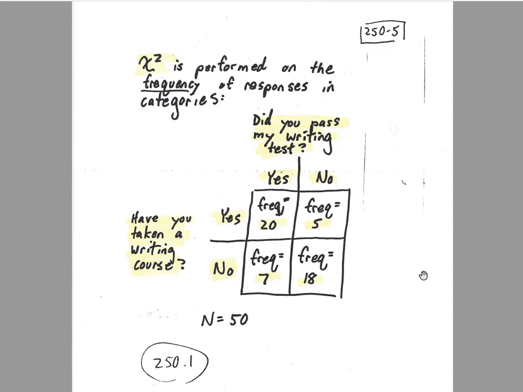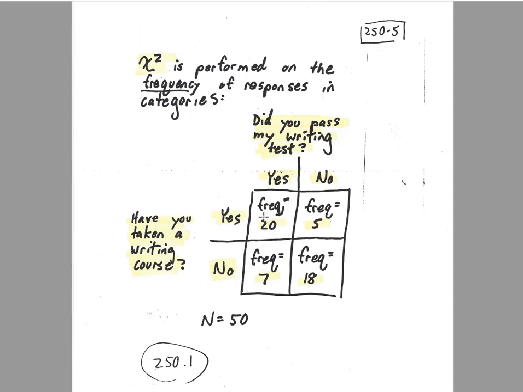Notice I've got two categorical variables. The predictor variable is: have you taken a writing course? You're either in the yes category or the no category. The criterion variable is: did you pass my writing test? You're either going to be in the yes category or the no category. Notice that I did a study where the sample size was 50. There are 50 people represented in this table, and I've plotted frequencies in the individual cells. This is a 2x2 table, meaning we've got two categories of the predictor variable, two categories of the criterion variable, and I have the frequency of people, the number of people, that appear in each of these cells.